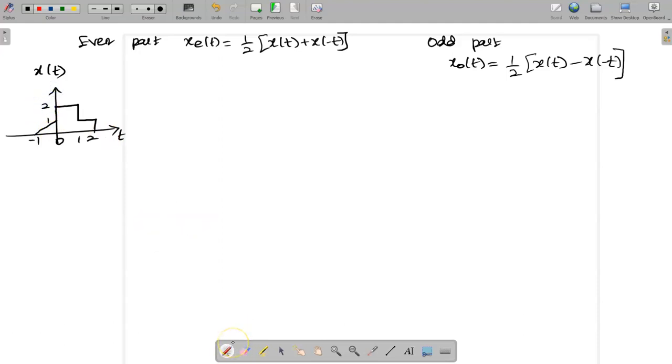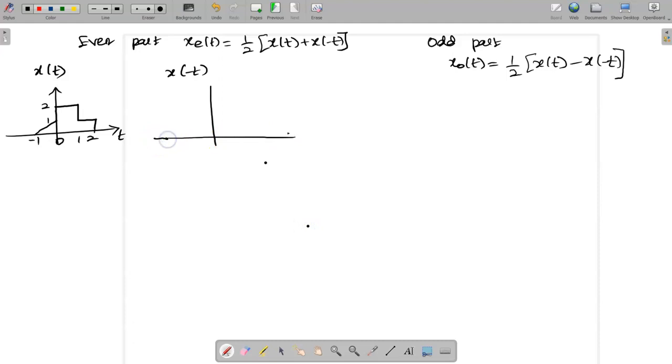And in both the even part and odd part we require x of minus t, right? And then for even part we have to add both the signals and multiply the amplitude by 1 by 2. For odd part we have to subtract the original signal and reversal signal, and then we have to multiply the amplitude by 1 by 2. Okay, so first let us find out x of minus t.